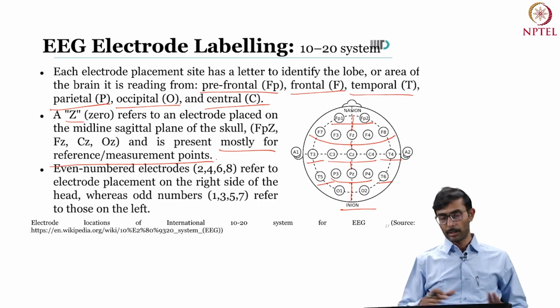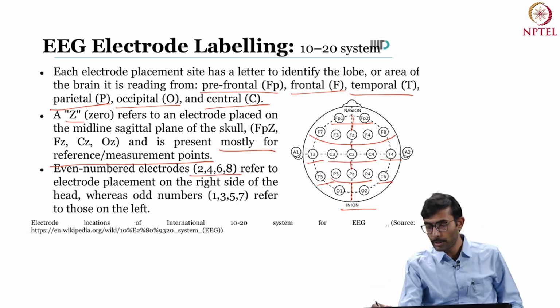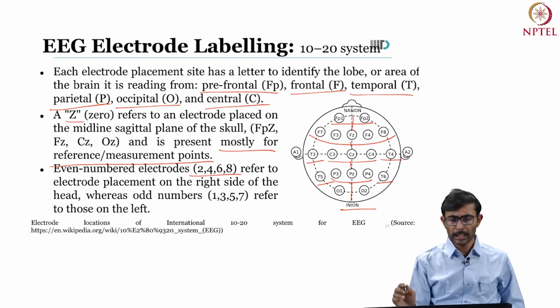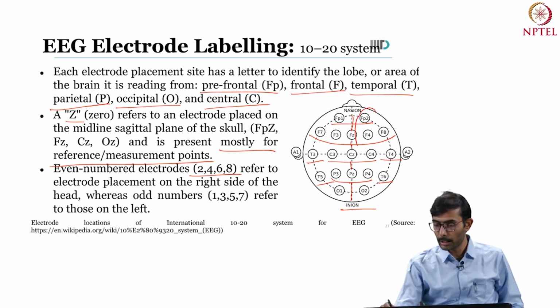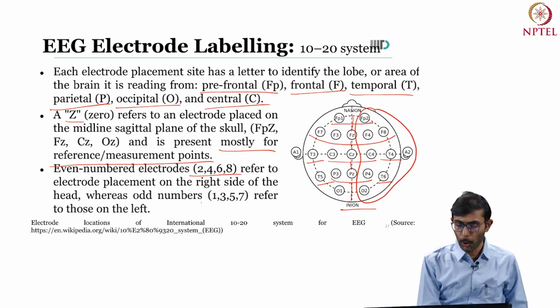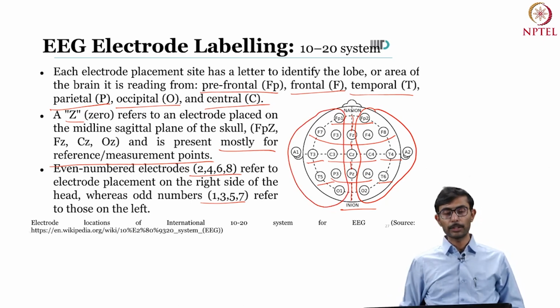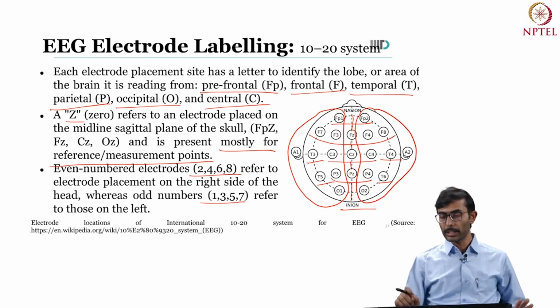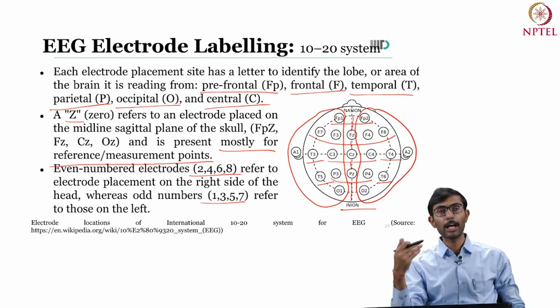Now it turns out that as per this labeling system, the even-numbered electrodes such as 2, 4, 6, 8 and so on refer to the electrodes placed on the right side of the head. Similarly, the odd numbers refer to the electrodes placed on the left side of the scalp, right? So that is what the placement of the 10-20 system looks like. Now, of course, these are not the only electrodes that can be represented; you can have more in an EEG system.